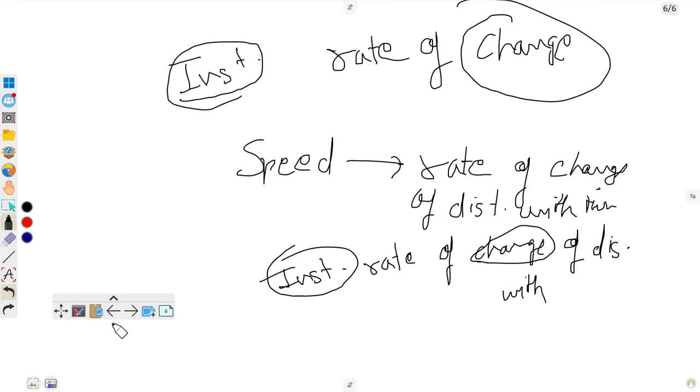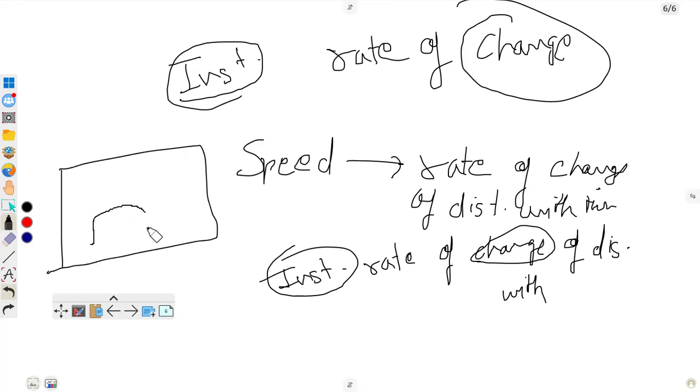Okay, remember that one example I gave you. Imagine you're watching a video of a car, and there's a speedometer. The car is moving, the speedometer's reading is changing, but the moment you pause the video, that reading is the instantaneous rate of change of distance with time. That is the instantaneous speed.